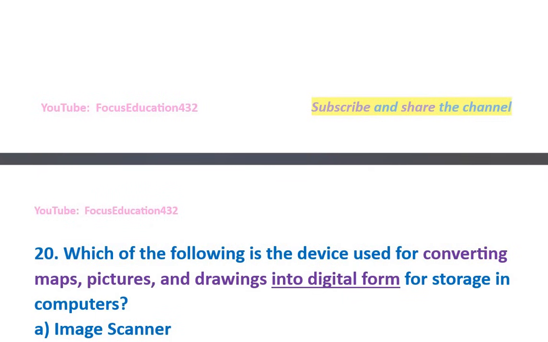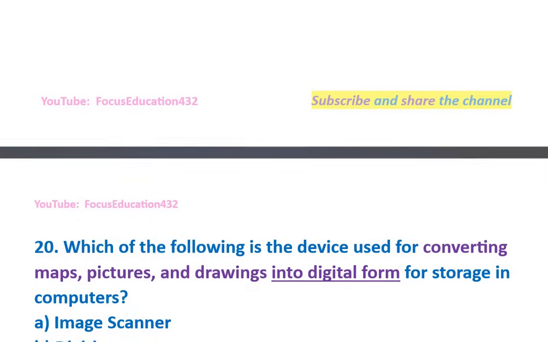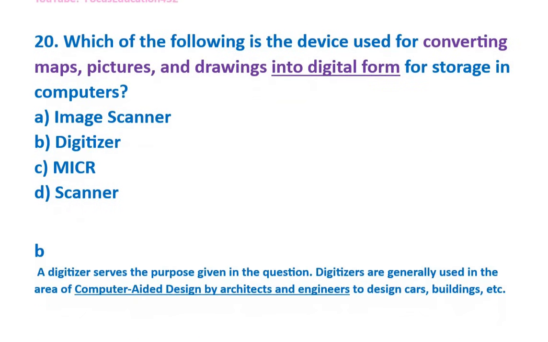Now which of the following is the device used for converting maps, pictures and drawings directly into digital form? If you have some maps, some pictures, or a building drawing, a car drawing, or a machine or motor engine drawing, we want to convert it and store it in the computer for processing, for changing the design and all those things. So that is the digitizer.